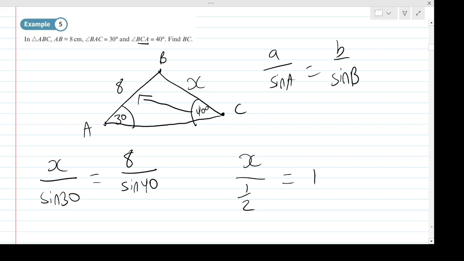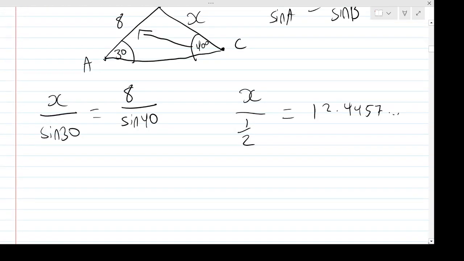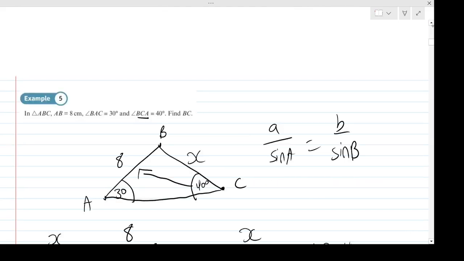is 12.4457... And so then x, if I then times both sides by a half, I get that x is 12.4457 times a half, which is 6.222..., which I'd say 6.2 centimetres to a decimal place, right? And there's my answer. Okay, cool.